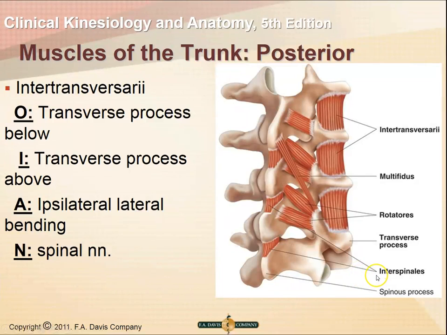Moving on to our intertransversarii. So this is going to attach from the transverse process of the segment above to the transverse process of the segment below, and this is going to be present between every spinal level. The action of this muscle is ipsilateral side bending or lateral bending, and innervation is going to be from the spinal nerve for whatever segment we are looking at for this muscle.